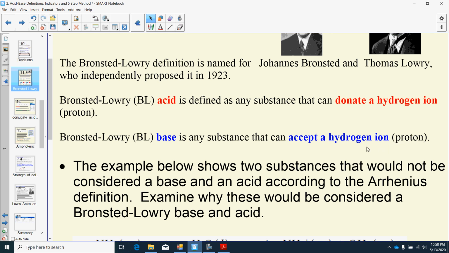It's a theoretical definition in the fact that they talked about what was happening, but they didn't talk about why it was happening.